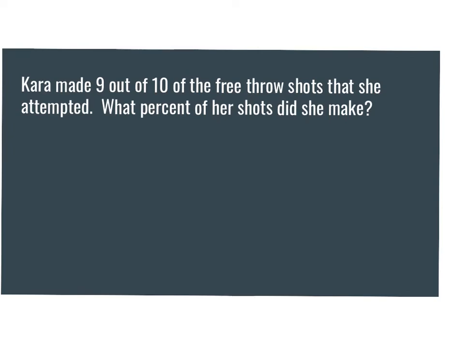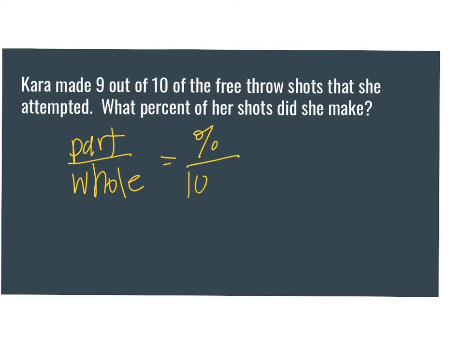The problem you started with this morning: Kara made 9 out of 10 of the free throw shots that she attempted. What percent of the shots did she make? Before we look any deeper, I want to remind us of the formula we've been given for finding percents. We can find percent by taking two equivalent fractions, the part over the whole equals the percent over 100.